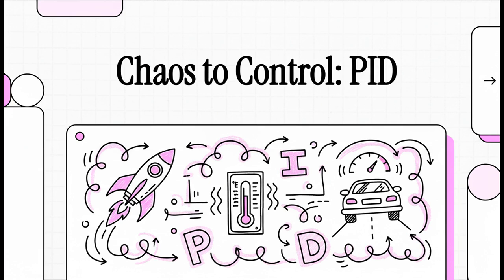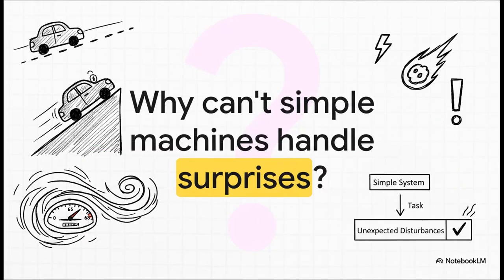And today, we're going to pull back the curtain on the most powerful and common form of it, the PID controller. But before we get to the solution, we've got to understand the problem, right? So picture this. You set your car's cruise control to, say, 65 miles an hour on a perfectly flat road. Piece of cake. But what happens the second you hit a big hill? A simple, kind of dumb system might not react fast enough, and you'll start slowing down. Or what if a sudden strong headwind kicks up?